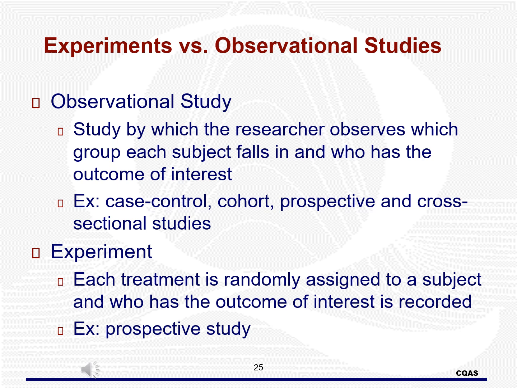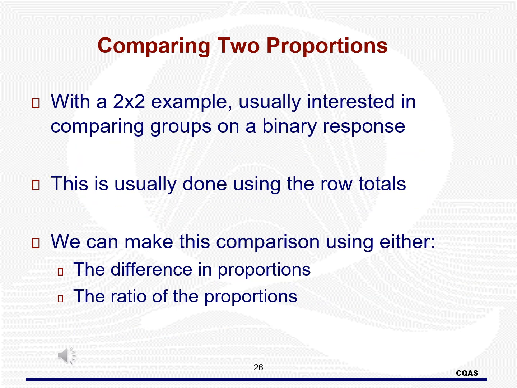The only type of study that could be run as an experiment would be a prospective study. Now let's move away from the types of studies and talk about the analysis of a 2x2 table. We will first discuss comparing two proportions. Usually we are interested in comparing groups based on a binary response from a 2x2 table.